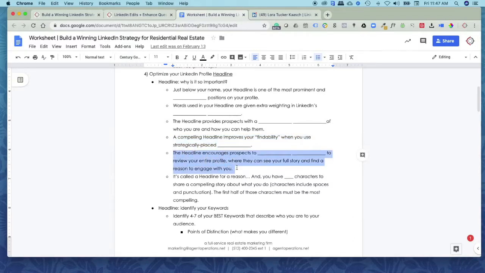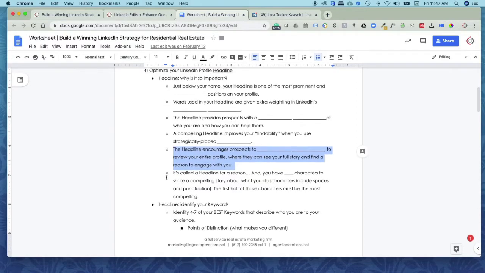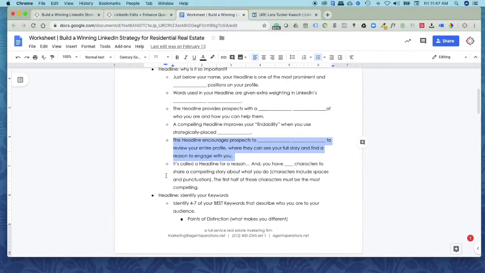All right, next, the headline encourages prospects to scroll down to review your entire profile, where they can see your full story and find a reason to engage with you. So what you always want to do is get them to learn more, read more about you, look at your experience. So that headline has to be captivating and get them further down the page, because it's so professional, or it's so put together, or it's so interesting, or it's packed with keywords.